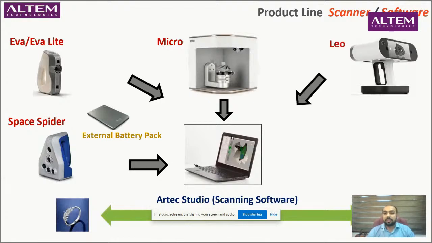And the third one is the Leo, the most advanced in the scanning industry till now, I can say. This scanner comes with a 5.5 inch screen and 256 GB of SSD, which means you need not carry any laptop. You need not worry about charging, as it has an inbuilt battery. You just need to capture your data with an accuracy of 100 microns.